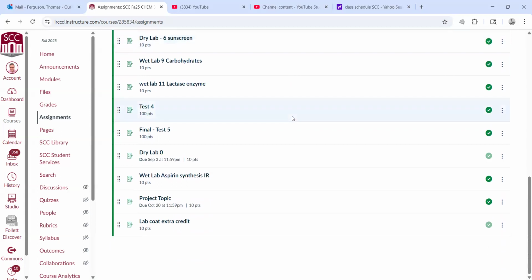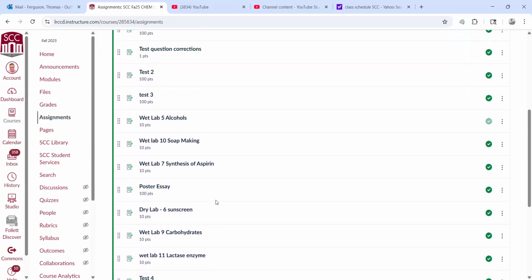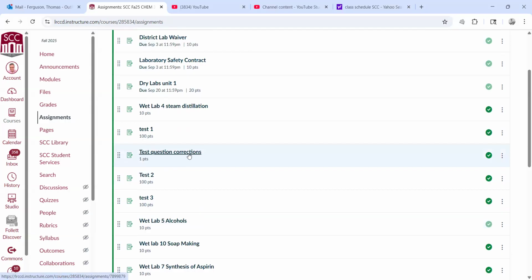While I'm on this page, if you're going to tie dye your lab coat, take a picture of it and click on this, and you'll get your 10 points. For the topic project, you can do that anytime before October 20th. And there's one other one I wanted to mention. Test corrections for test 1. If you did those, click on this and scan your old test with the corrections on it. And then I'll apply this when I grade the test question corrections. I'll then go to your test and change the score appropriately. Okay?